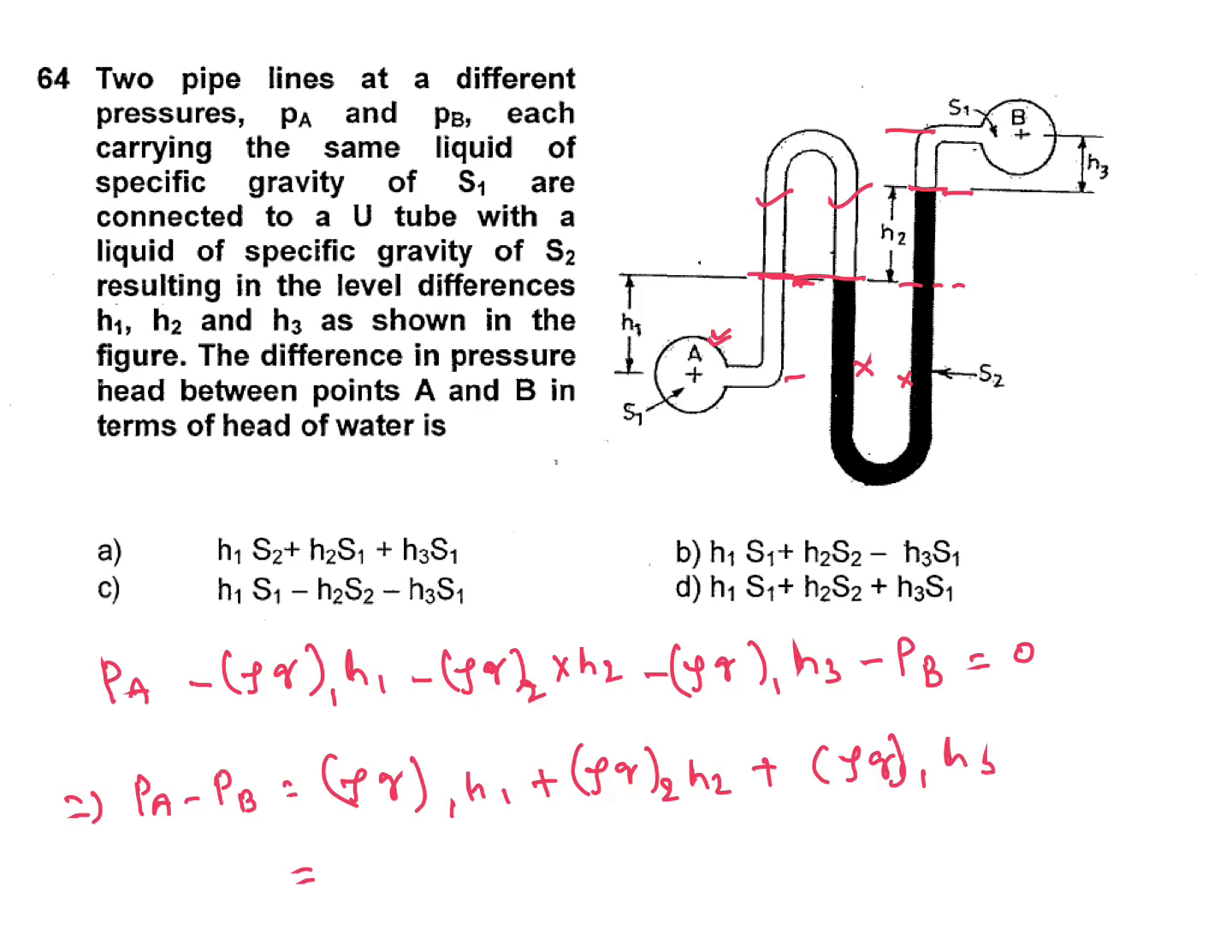Here the specific gravity term we have to use. So in terms of head: S1 H1 plus S2 H2 plus S1 H3. So from the options, S1 H1 plus S2 H2 plus S1 H3, D is our answer.